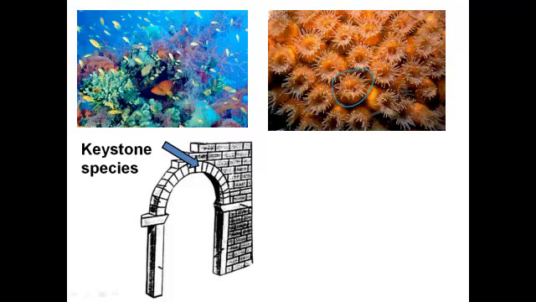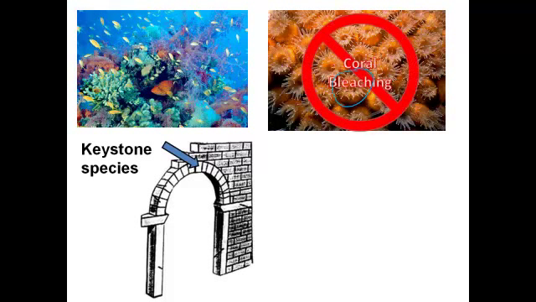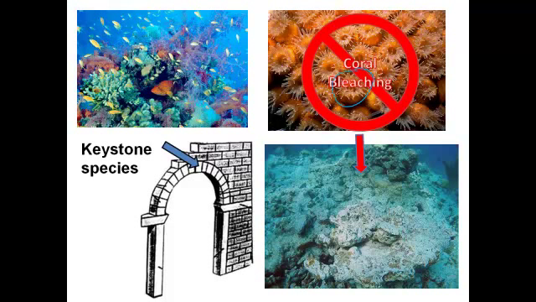Now, one problematic thing that can happen to coral is called coral bleaching. That is, the surface temperatures in that area of the ocean rise such that the coral dies. And when the coral dies, the rest of the ecosystem cannot be supported. And the biodiversity, as you probably guessed, goes way, way down.